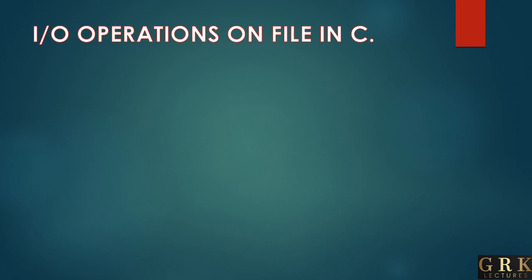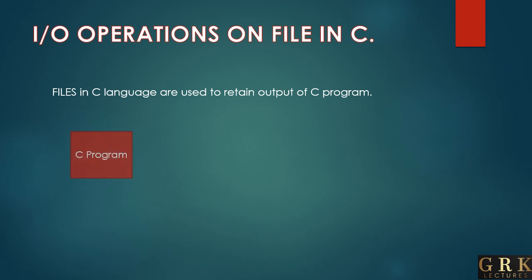So first we discuss input-output operations on the file. Before going to discuss input-output operations on the file, first we discuss why these files are used in the C language. Generally, these files in the C language are used to retain the output produced by a particular C program. For example, let us see with an example.